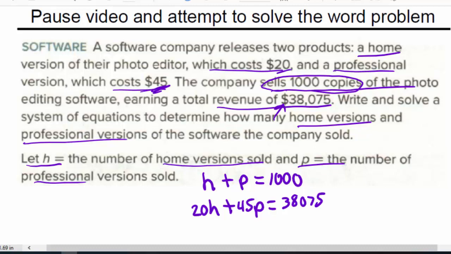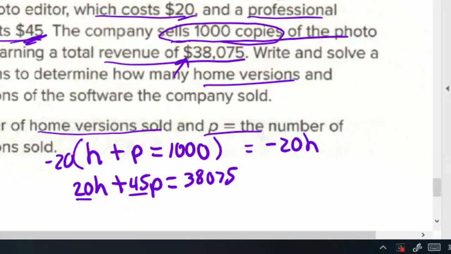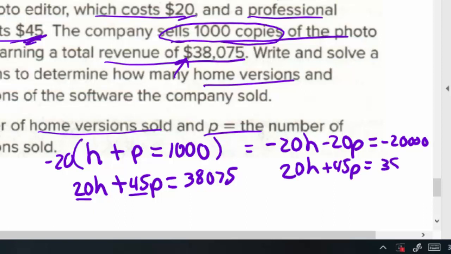Now when it comes time to decide which variable I want to eliminate, I want to use the one that requires the least amount of work. The two coefficients I have at the bottom are 20 and 45. Well, 20 is smaller than 45, so I'm going to multiply this top one by negative 20, so my h's will cancel out. I distribute that through and end up getting negative 20h minus 20p equals negative 20,000. Then I'll bring the rest of that second equation over. 20h plus 45p equals 38,075.